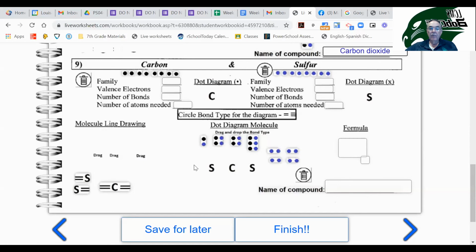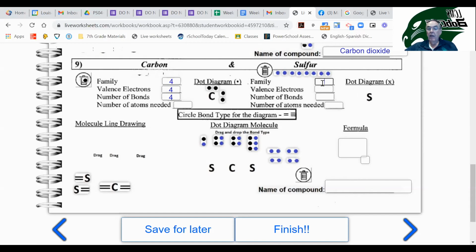Now this last one says we're going to bond carbon to sulfur. So we look at the table, carbon has 4 valence electrons, and its oxidation number is 4. So we're going to put 4 dots on the dot diagram to represent those 4 valence electrons. We're going to put these electrons we're not using over here in the trash.